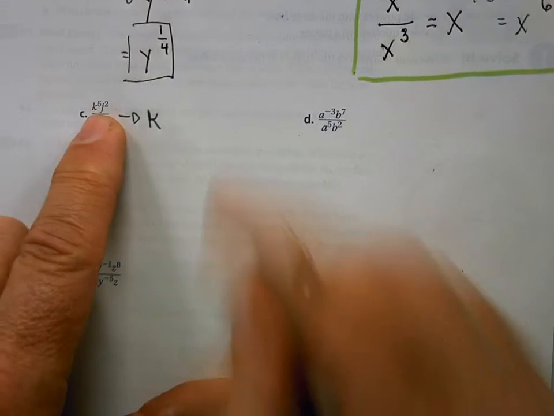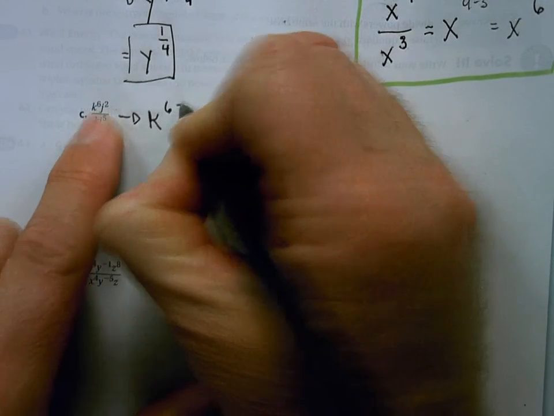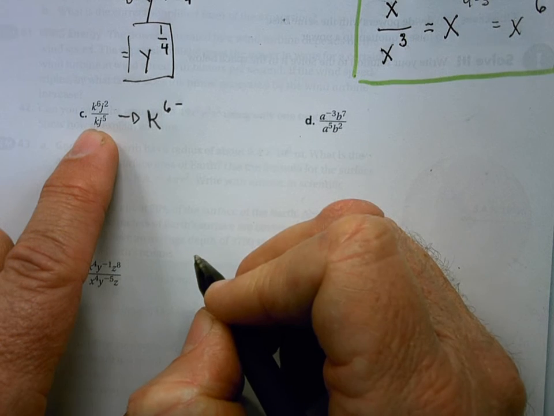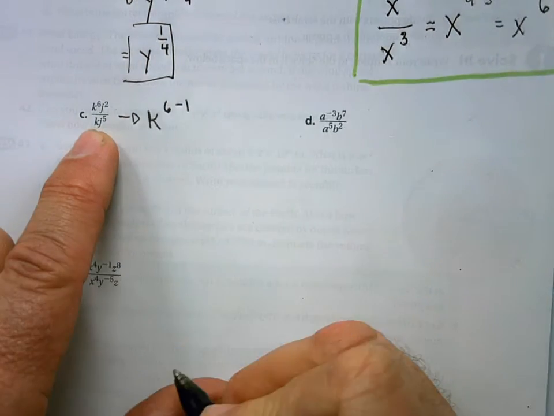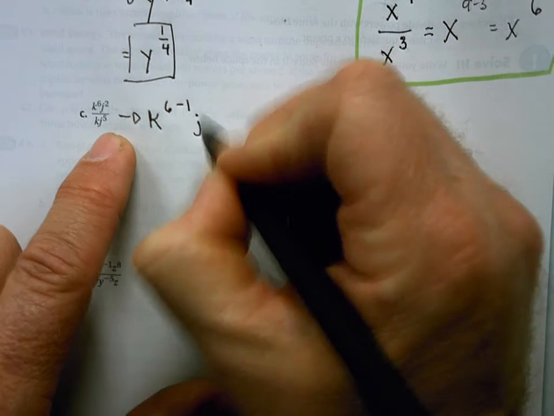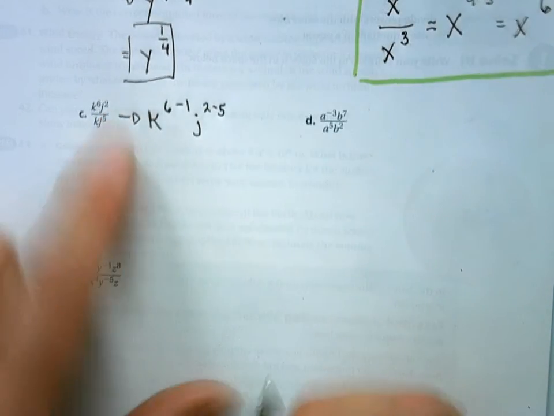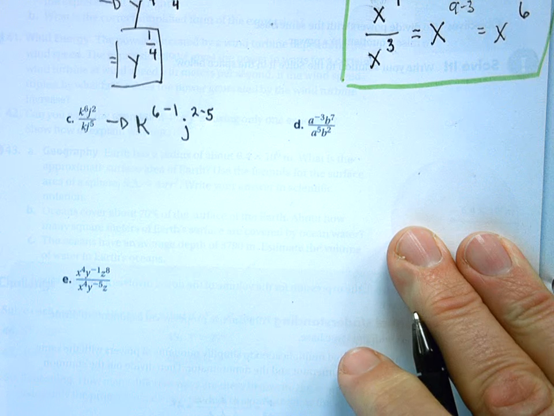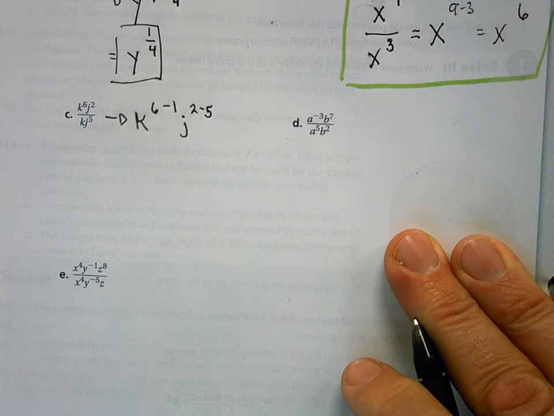So you're going to take this top k, which has an exponent of 6. Then you're going to go minus, what's the exponent on the k on the denominator? 1. A 1. Good. So you're going to go 6 minus 1 for the k's exponent. Then for the j exponent, you're going to do the same thing. You're going to go 2 minus 5. Okay? And you'll notice that every once in a while you are going to get an answer that has a negative exponent in your answer.